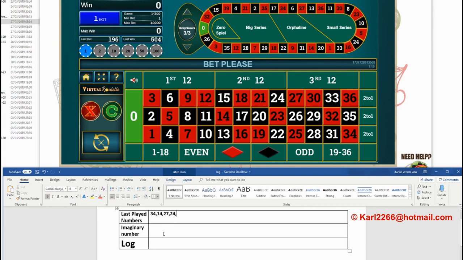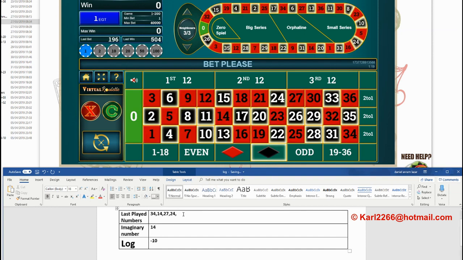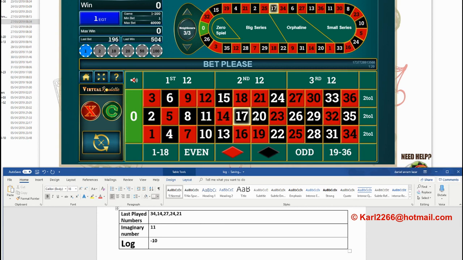So with 24 we know what we have to do. 24, I mean, we discovered the new logarithm, which is minus 10. With 24, minus 10 is 14. 14 is one of those numbers, so we wait. So after 24, we got a new winning number, which is 21. Okay, so now we go place our bet. We got 21 and minus 10. We got number 11. We wait again because it's one of those numbers.